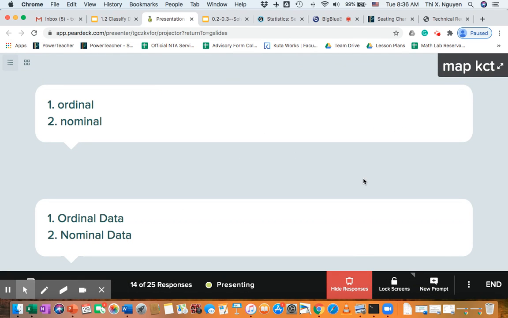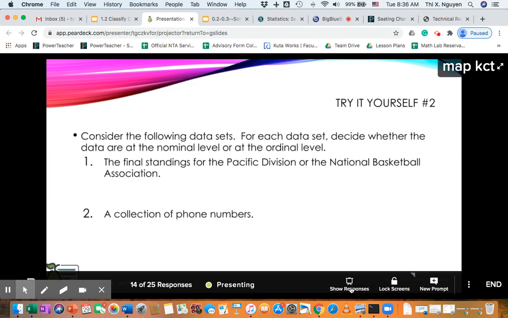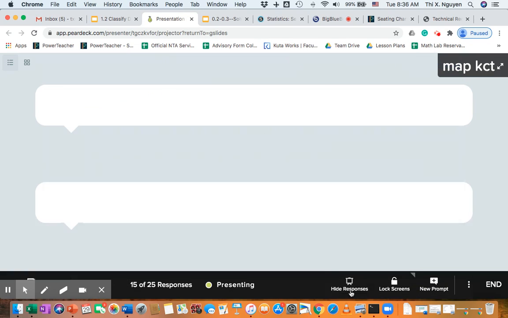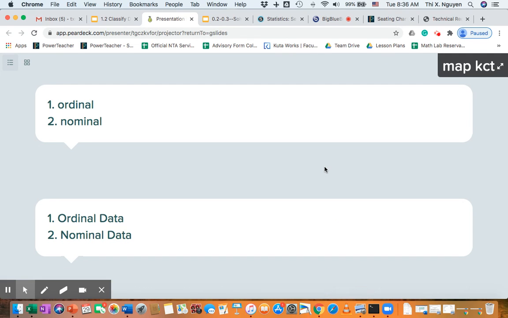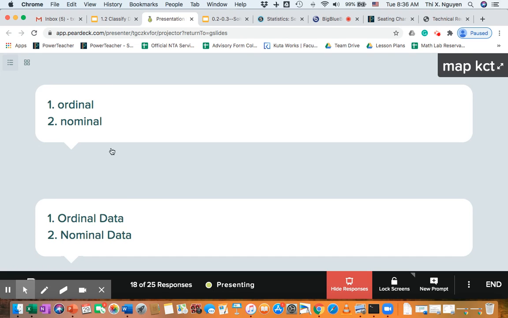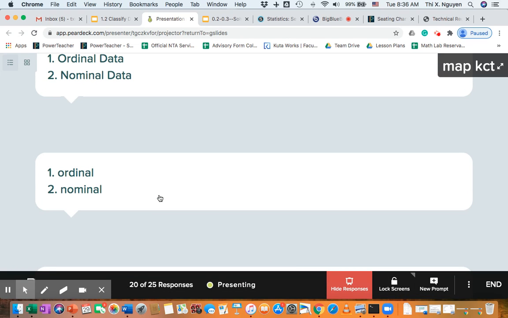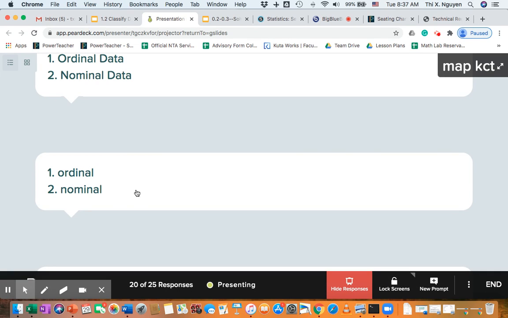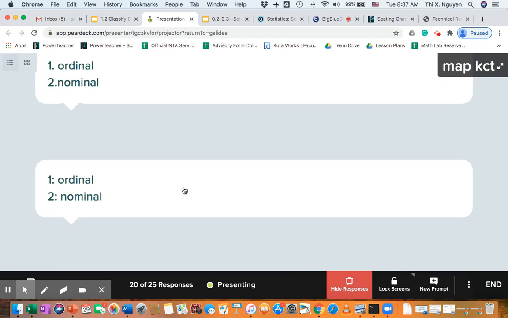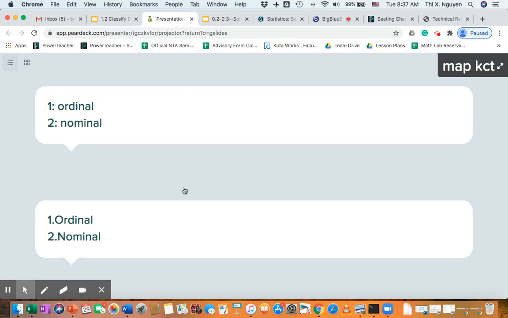All right, so let's see the response. The first one is final standing, the collection of numbers. Okay, the first one is ordinal, correct. But can you tell me why the second one is nominal? The second one has numbers. Why is not ordinal? Can you do me a favor, type in the explanation in your response so I can go and look at it to see what you think. Why the phone number? It has a bunch of numbers, but why is it nominal? It's correct, but why?